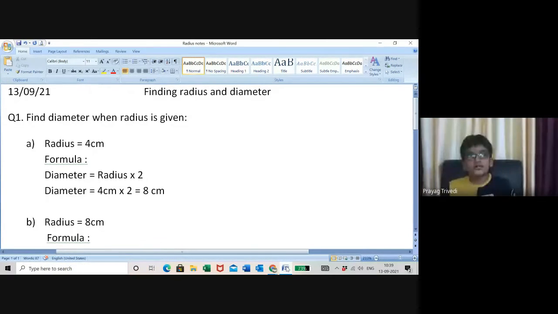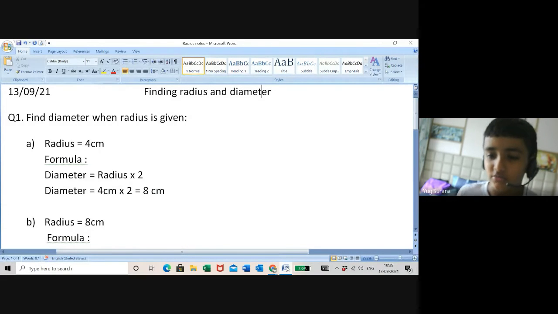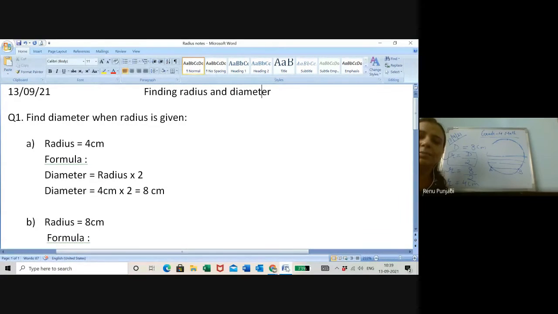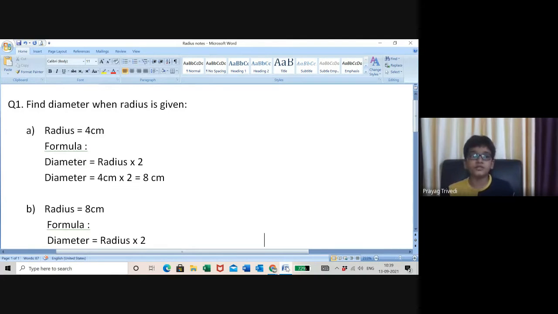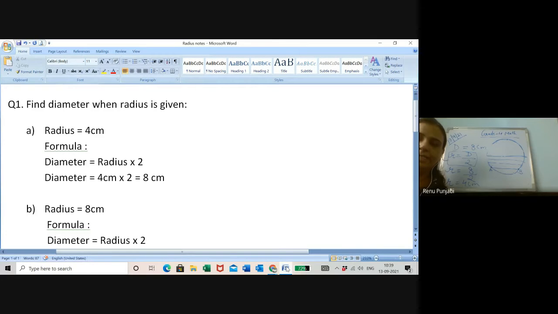Yes, ma'am. Ma'am, we have to write our diameter. No, you write the example which I gave you. Your example you just have to dictate to me in the class. Yes, ma'am. The radius is 32 centimeters. So the diameter will be 64 centimeter. Okay. Next is Ahana.